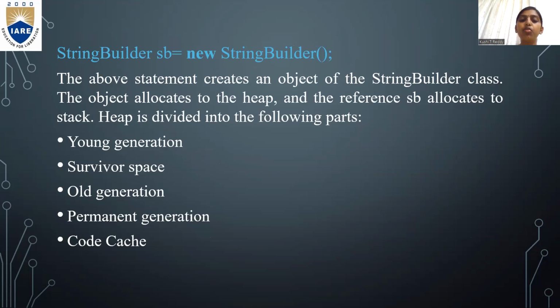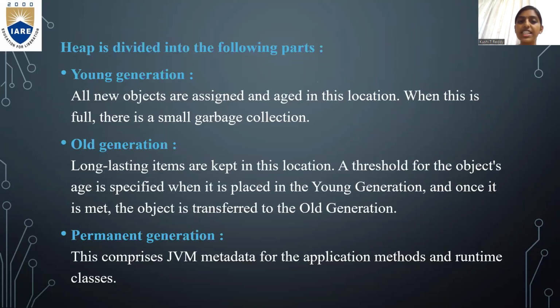Heap is divided into the following 5 parts. First is young generation, next survivor space, next old generation, next permanent generation, and the last one is code cache. Let us know about these parts a bit deeply.